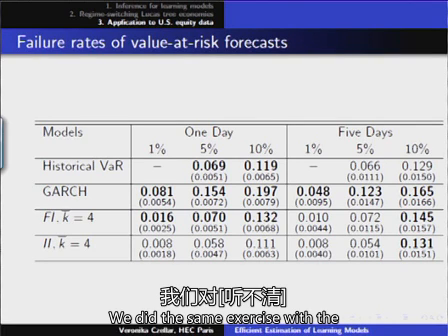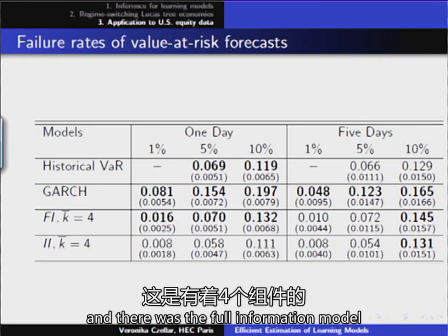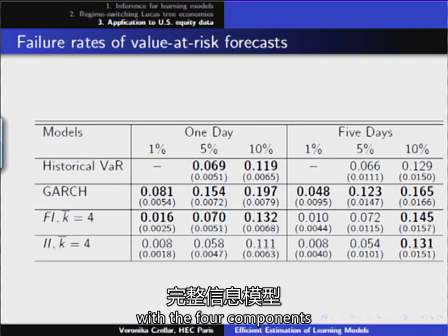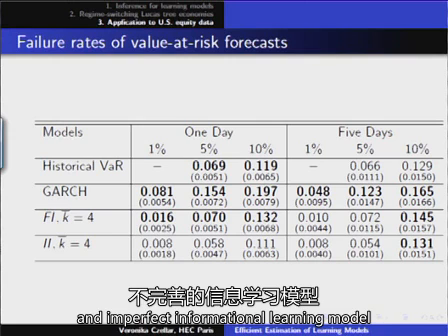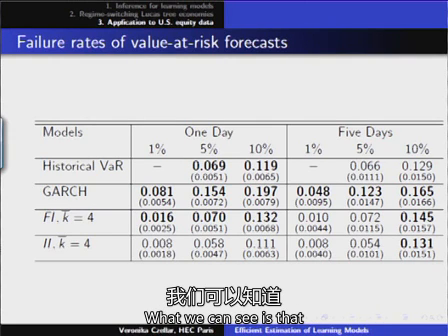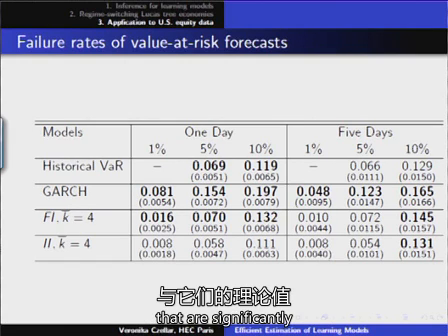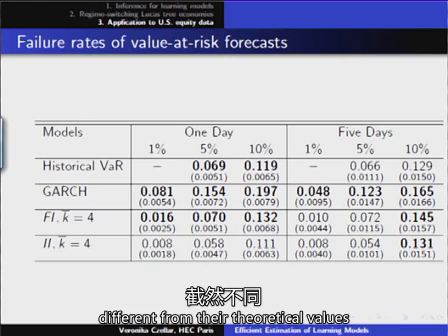We did the same exercise with the Student-t GARCH(1,1) and with the full information model with the 4 components and the imperfect information learning model with the 4 components. And what we can see is that, in bold, you have those that are significant, the forecasts that are significantly different from their theoretical values.